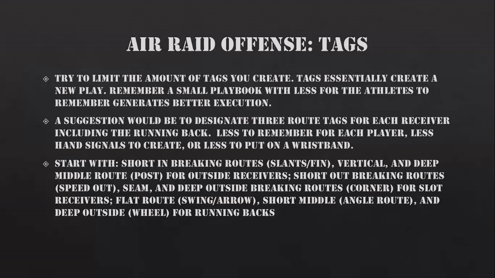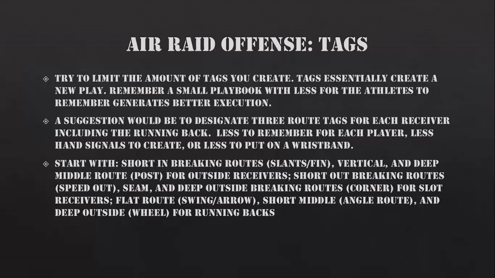So a simple way to start off is essentially what I started off with here. For your outside receivers, short inbreaking routes like slants or 5-and-ins. You add a vertical route to it and a deep middle route, in other words, a post. For your slot receivers, you could add a short outbreaking route like a speed out. Keep the seam route in there. And then a deep outside breaking route, for example, a corner route.